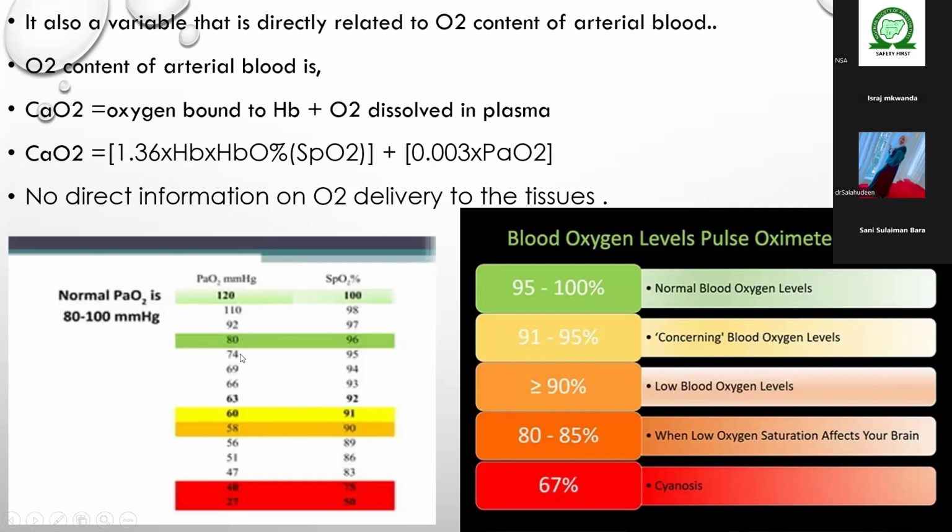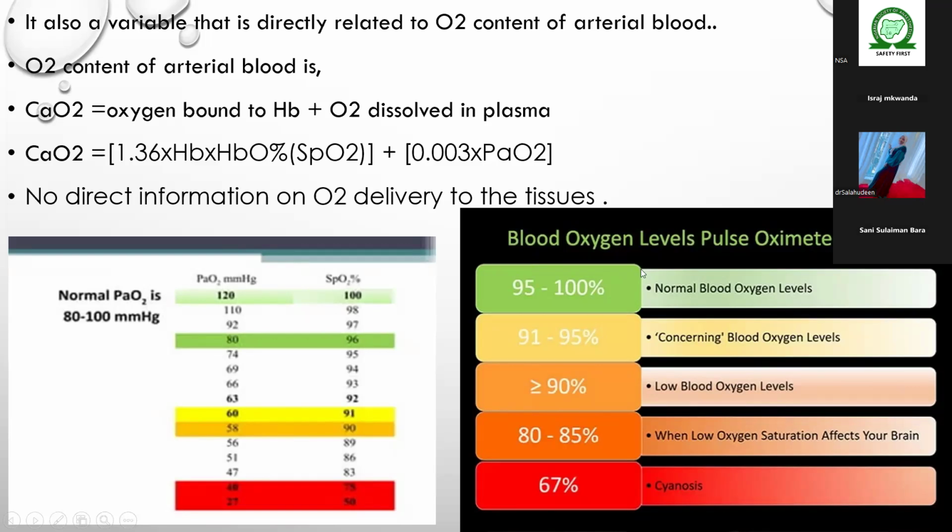So this figure is just depicting that at a partial pressure of oxygen less than 75, our SpO2 is not reliable to be used, because we need maximum saturation, maximum pressure of oxygen, to get an accurate SpO2 reading.